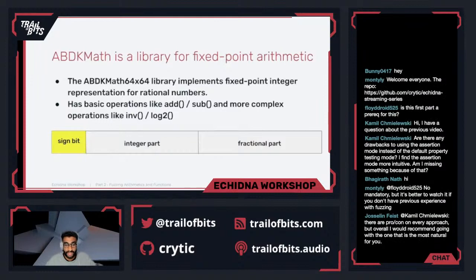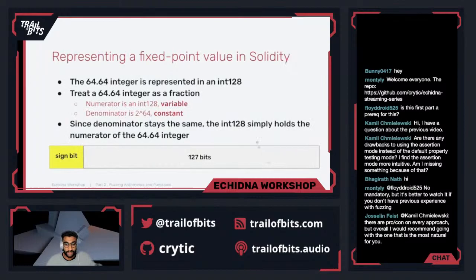So how does ABDKMath actually implement this in Solidity? If we look at this 128-bit length object here, the way ABDKMath does it is it treats fixed point values as fractions. And the fraction's numerator, the top part, is variable. It's this 128 bits that we have over here. And the denominator is an implicit 2 to the 64th. So it's dividing by 2 to the 64th.